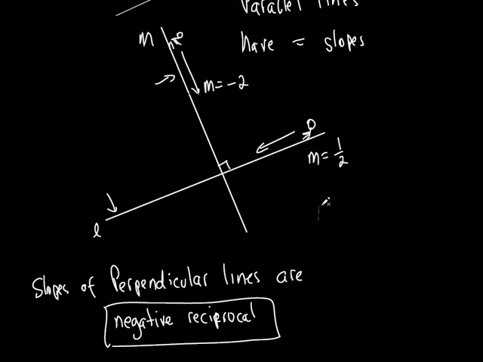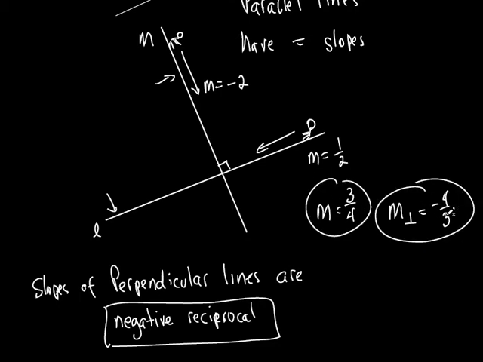So watch this. If I said the slope of one line was 3/4, what would the slope of a line that's perpendicular to this one be? Very good. It's -4/3. It's as easy as that. So if I told you the slope of a line, and then I said, what would the slope of a line that's perpendicular to that line be? You change the sign, and you flip the fraction. That's all you do.